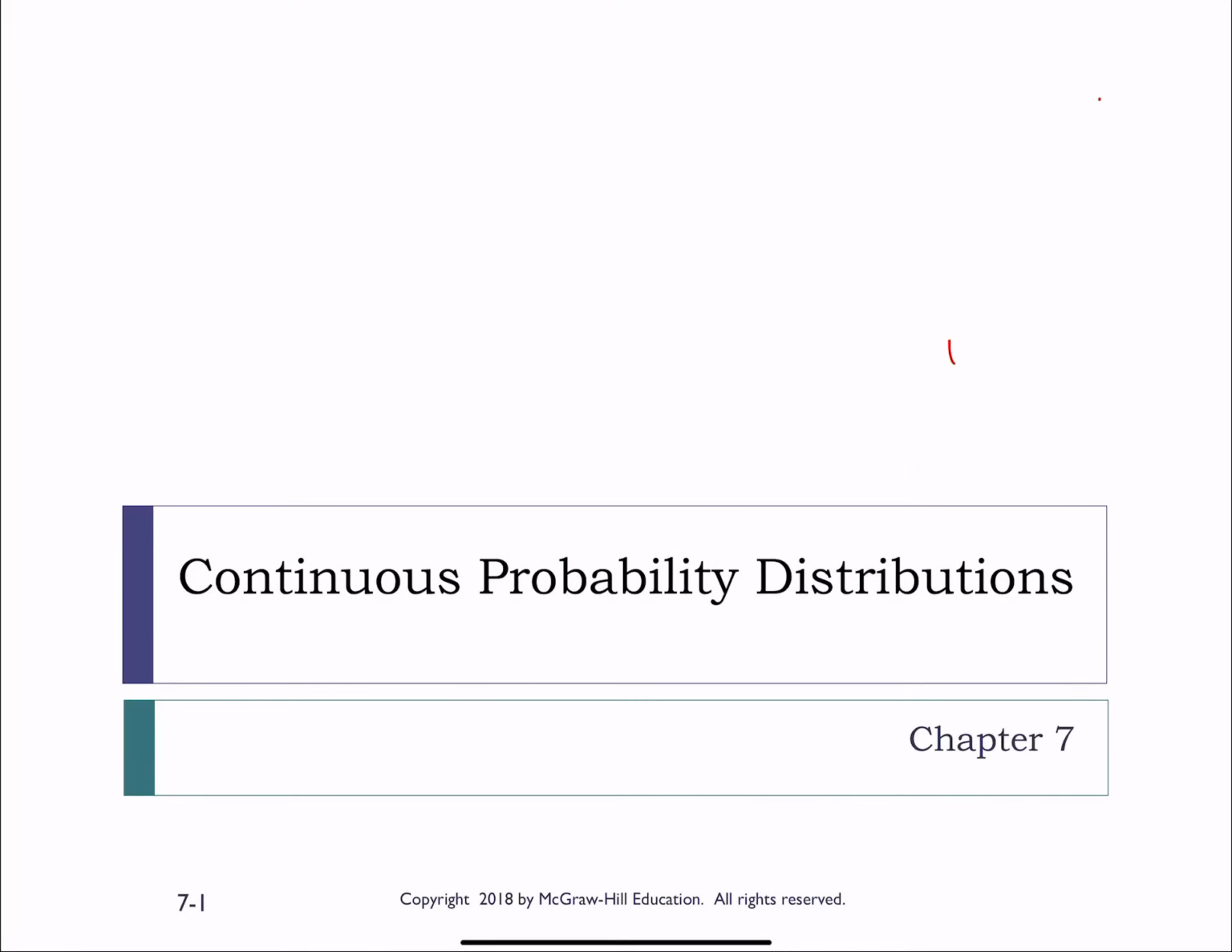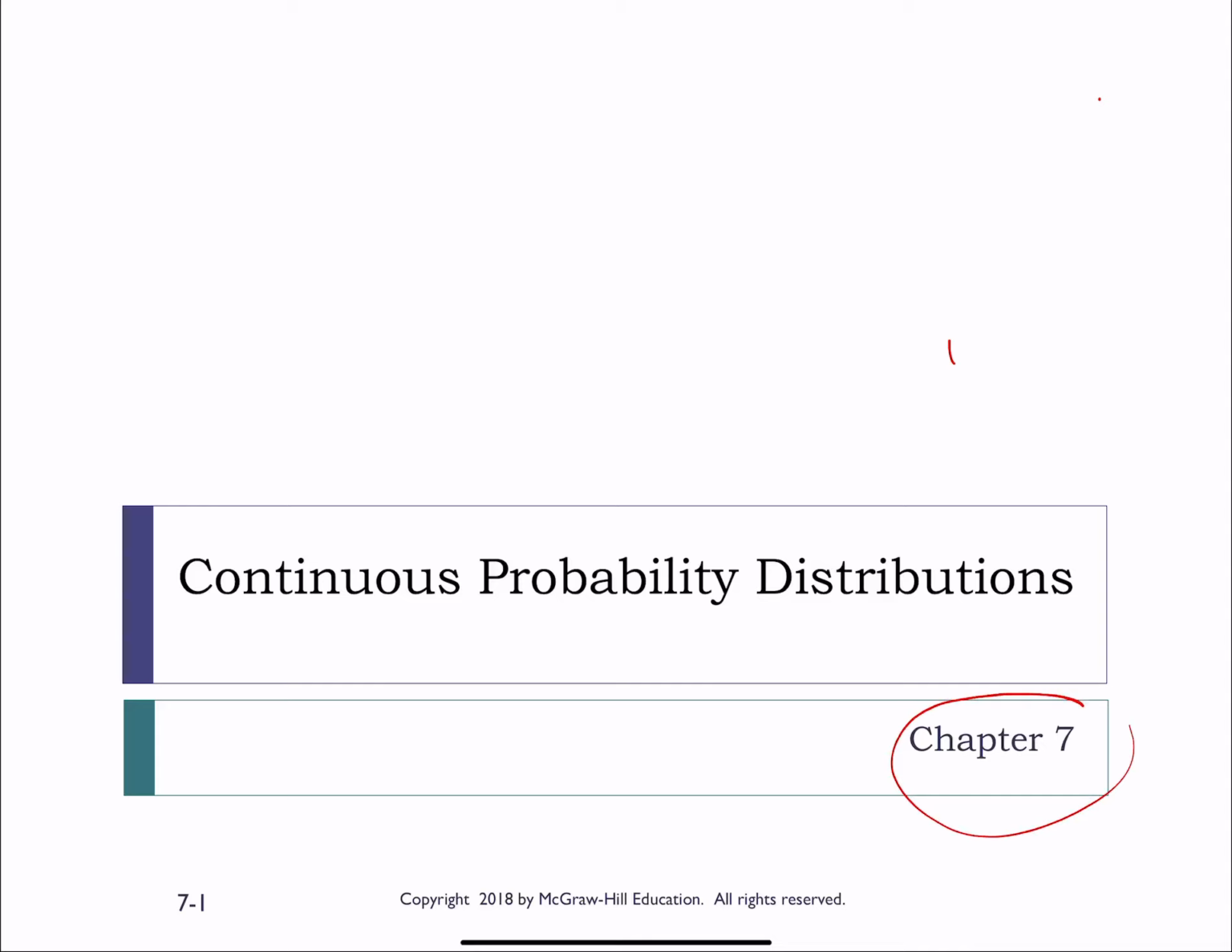So I'm going to go through a lecture for Chapter 7. Chapter 7 is going off of what we just did in Chapter 6. In Chapter 6, we were looking at a probability distribution for discrete random variables, where discrete random variables are the result of counting. So I can count how many students are sitting in a class.